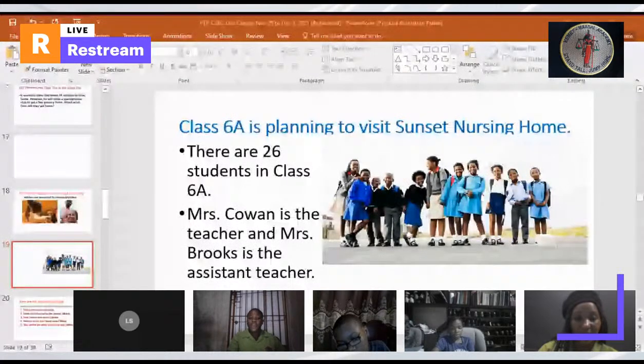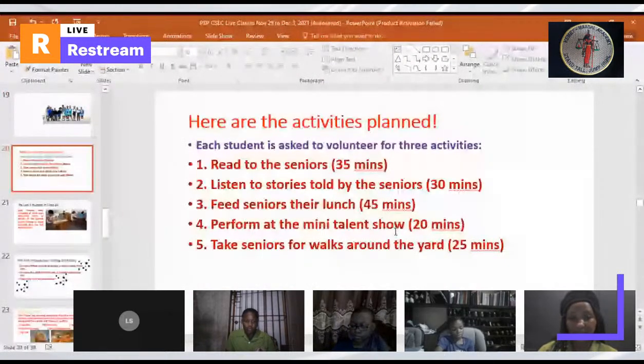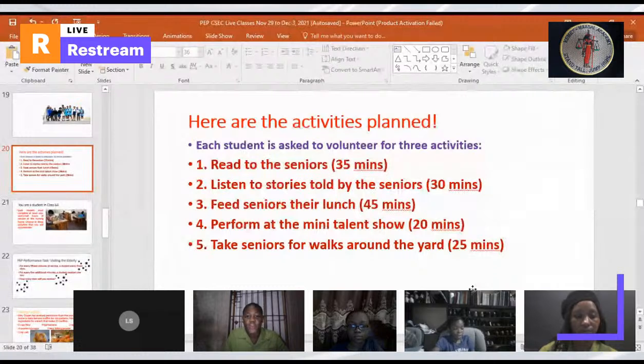So class 6A has decided to visit. So let's see what their first thing is. Jer, can you read that slide to us, please? Okay, miss. Here are the activities planned. Each student is asked to volunteer for 3 activities. 1, read to the seniors, 35 minutes. 2, listen to stories told by seniors, 30 minutes. 3, feed seniors their lunch, 45 minutes.